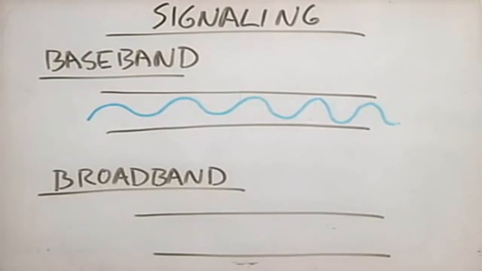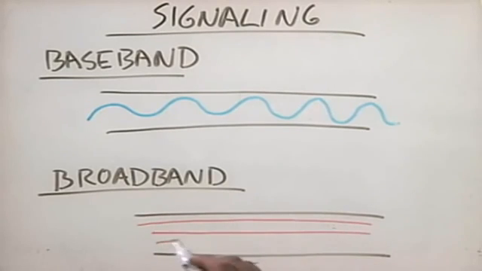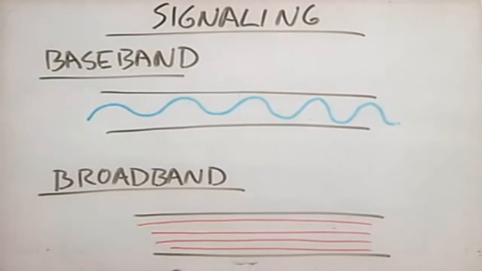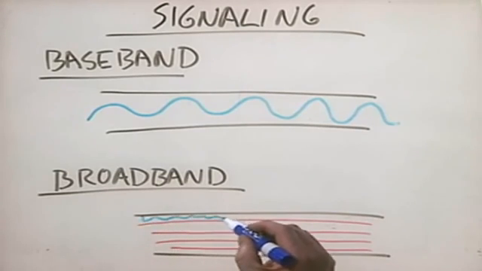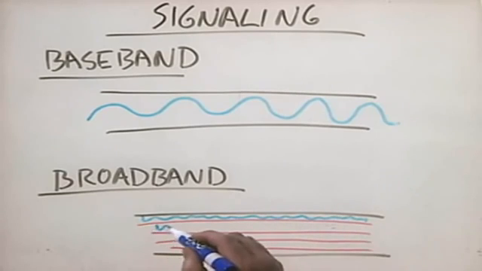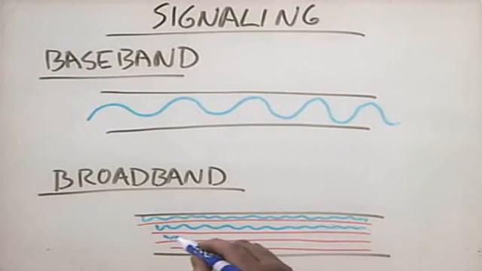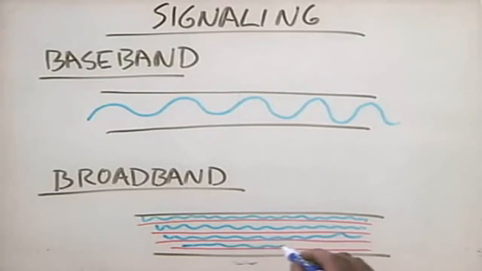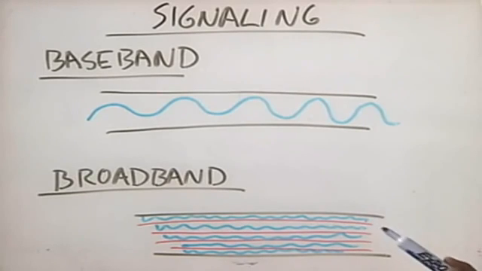Broadband signaling, on the other hand, divides the network medium into multiple channels. With broadband signaling, you can have multiple signals all being transmitted on the same network medium at exactly the same time. You want a good example of broadband signaling? Think of your cable TV system. If you have cable TV, you have channel 2, 4, 5, 6, 7, etc. You have multiple signals all using the same cable at the same time.